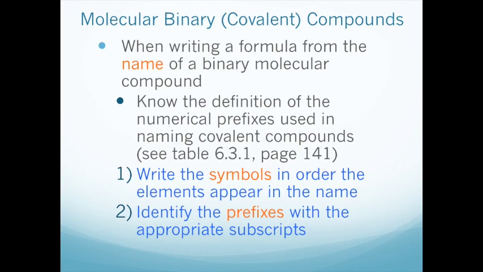And then when you're writing the chemical formula based on a name such as dichloro, you use the symbols as they appear in the name in the same order. So you don't put the second element first, because that will be confusing. And then use the prefixes to identify the appropriate subscripts.